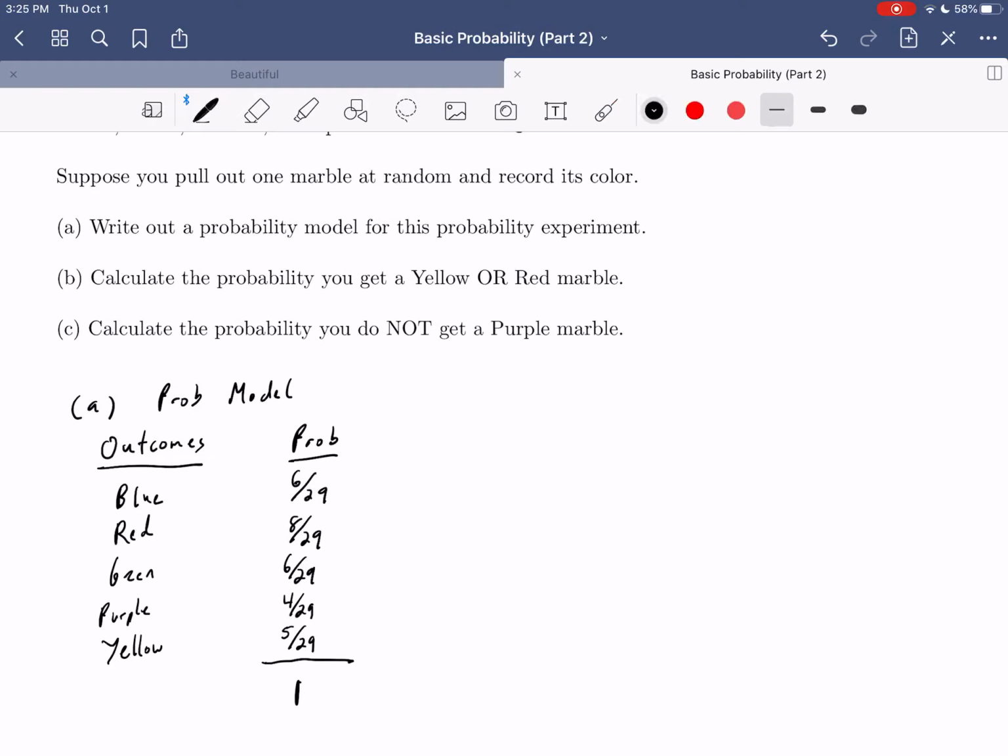All right, now we're going to calculate some probabilities using this model. So for B, we'd like to get the probability that we get yellow or red.